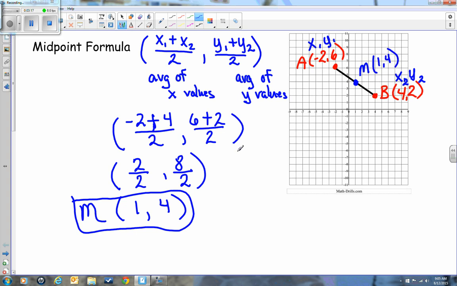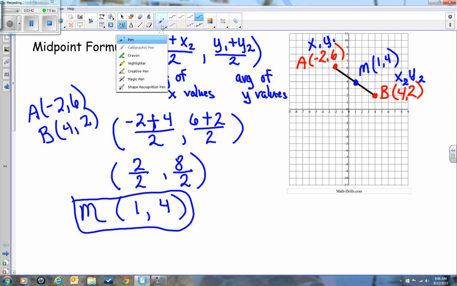And the important thing here is sometimes you're going to have a graph like we have on our picture. Sometimes you might just be given points. For example, I could have just given you A is -2, 6, and the other endpoint B, which was 4, 2. And you would have had to find the midpoint just by simply using this nice little formula up here.